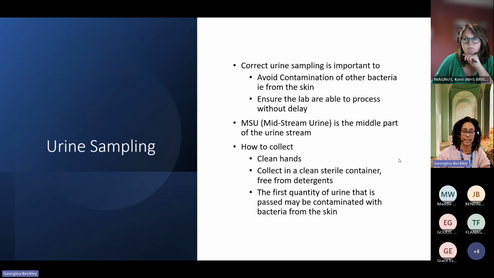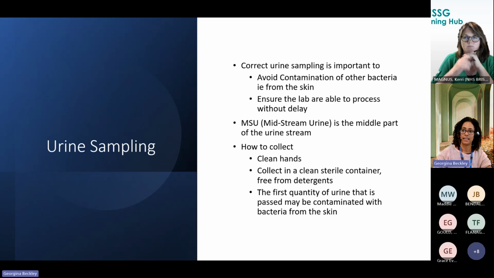So urine sampling, it's really important to send as clean a catch as we possibly can, to avoid contamination, either from the rectal area or from the perineum, so our lab can process the samples without delay.